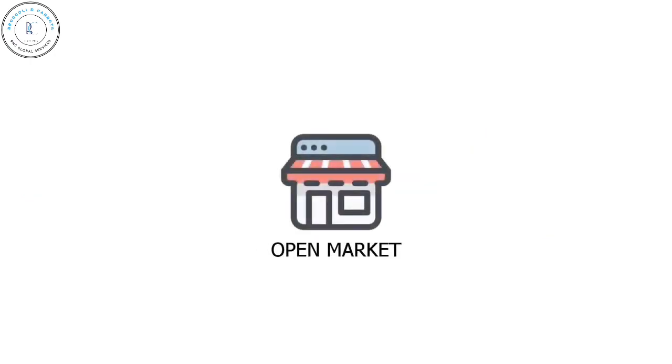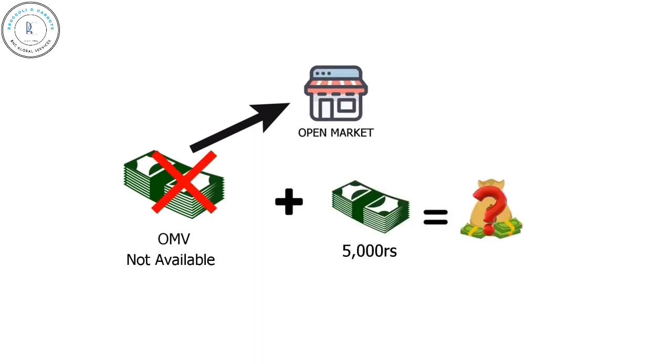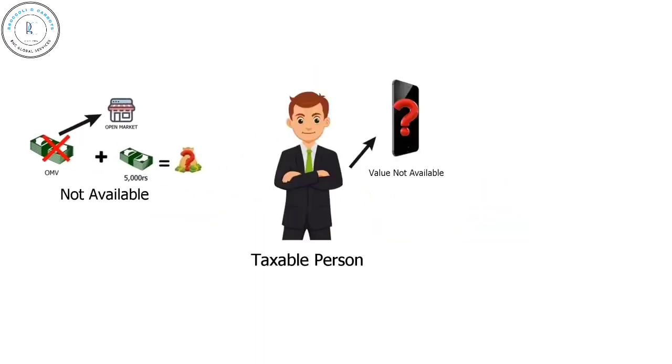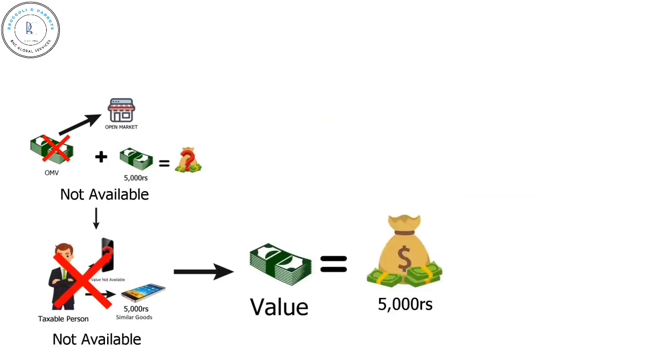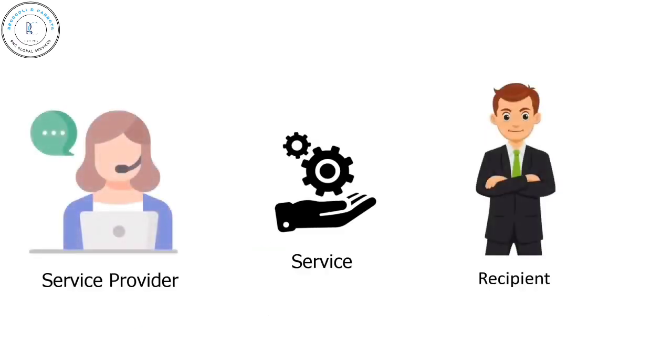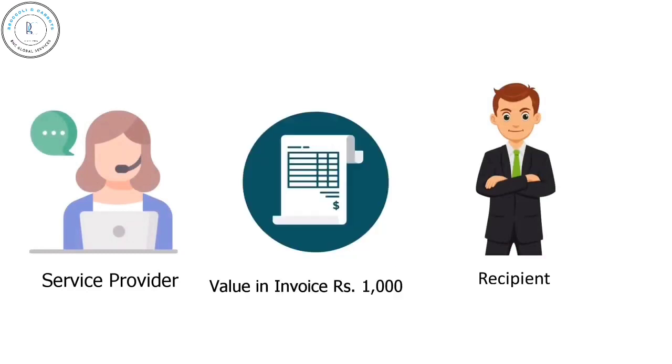Value of supply shall be the open market value, OMV, of such supply. OMV will be the amount which is fairly available in open market. If the open market value is not available, the taxable person can use as reference similar goods or services or both for determining the value of supply. If the value is not determinable in the above two cases, it shall be determined either by the cost method or residual method. If the recipient of goods or services or both is eligible for full input tax credit, the value declared in the invoice shall be deemed to be the open market value of goods or service.